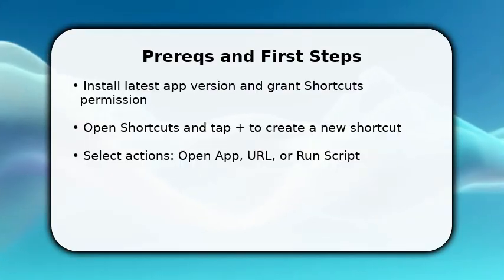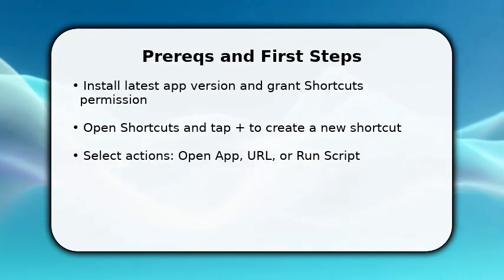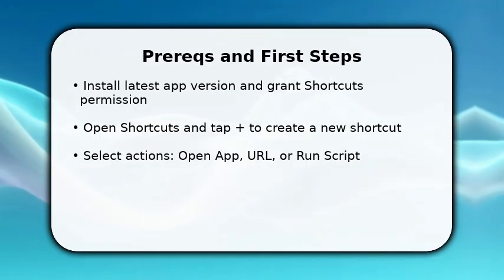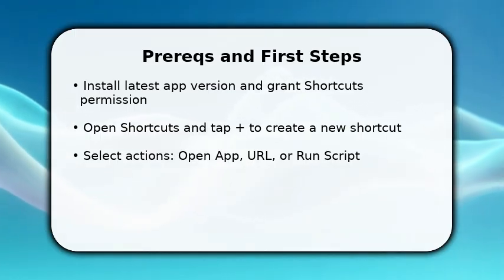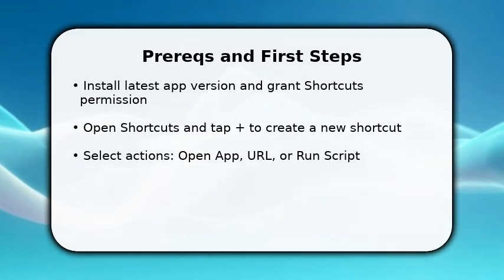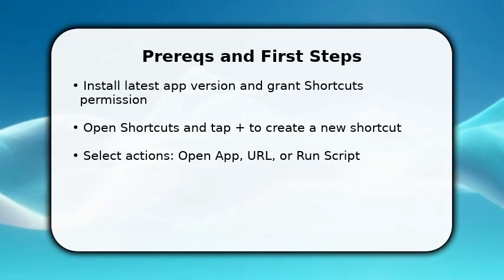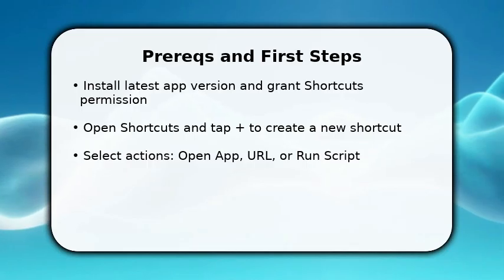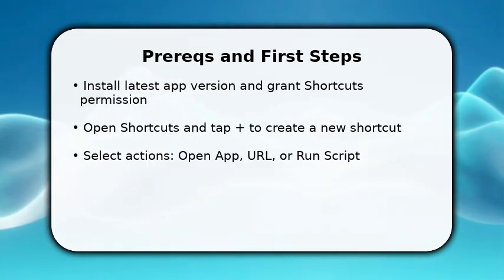You start by confirming the app and Shortcuts have permissions. This avoids blocked automation. Open Shortcuts and tap the plus to create a new shortcut, then name it clearly so you recognize it later. Once done, add an action. Choose Open App to launch the target, URL to call an endpoint, or Run Script for custom behavior. Make sure to test each action as you add it so you catch permission issues immediately and keep your workflow predictable.